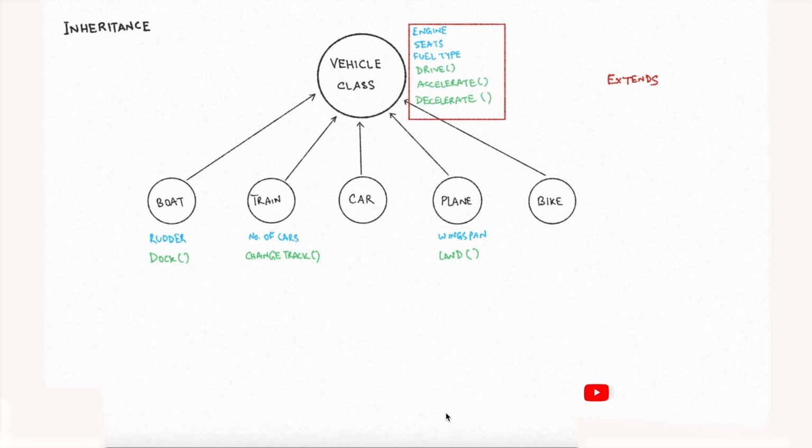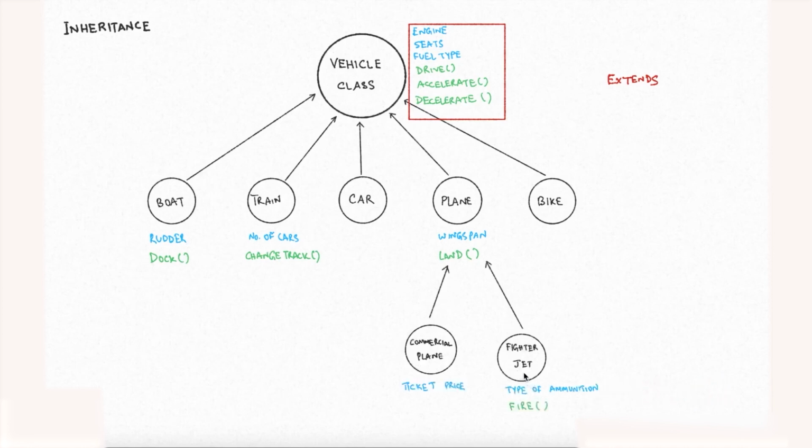And here's the fun thing. You can extend this even further. For example, there can be many different types of planes. There can be a commercial airline that you use for travel, or you can have a fighter jet. And a fighter jet and commercial plane might have their own attributes. For example, a commercial plane can have an attribute named ticket price, while a fighter jet might have a different attribute named type of ammunition. A fighter jet can also have different methods. For example, it can fire. And then you can keep on extending this even further.